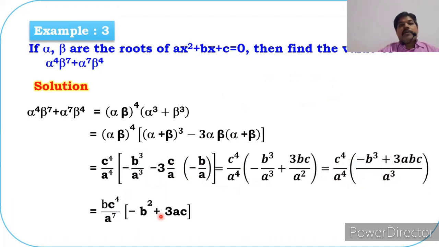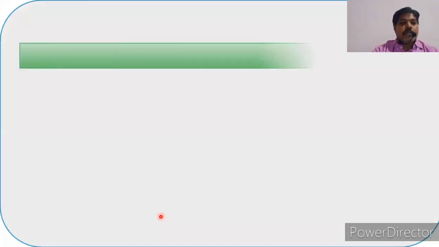So alpha, beta are the roots of a quadratic equation. Then we can calculate alpha plus beta, alpha square plus beta square, as well as alpha cube plus beta cube. Some relations we can calculate by using those formulas. So, see one more problem here.